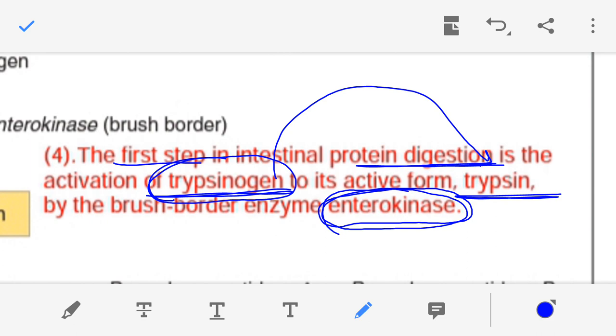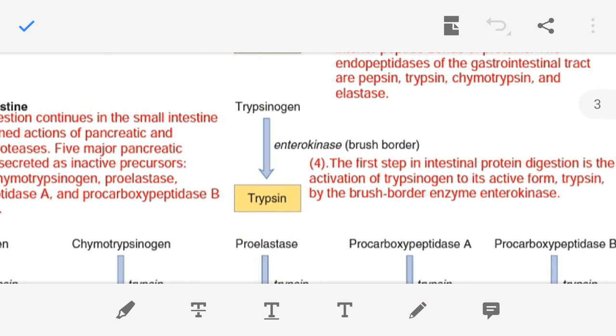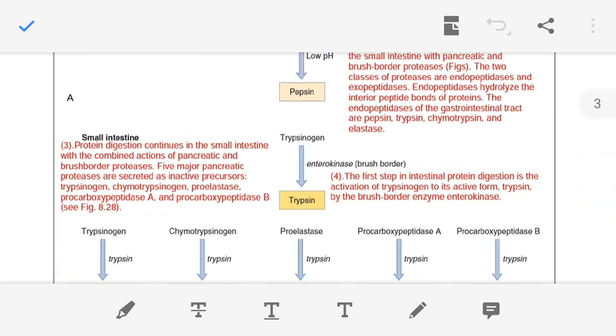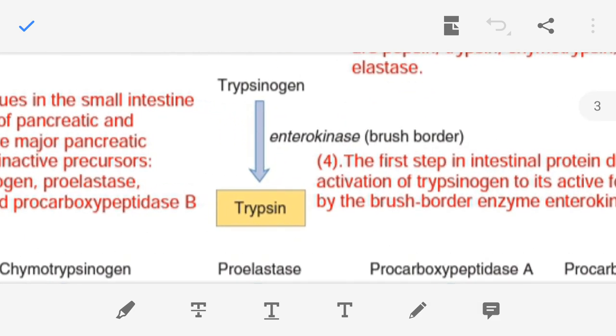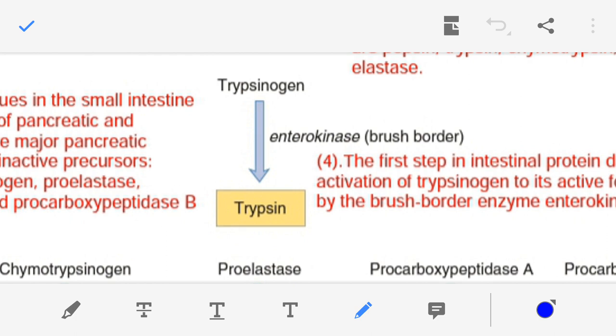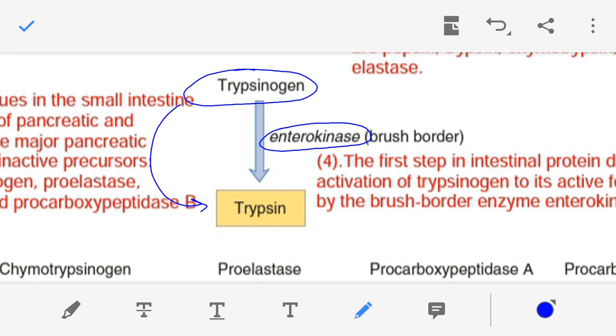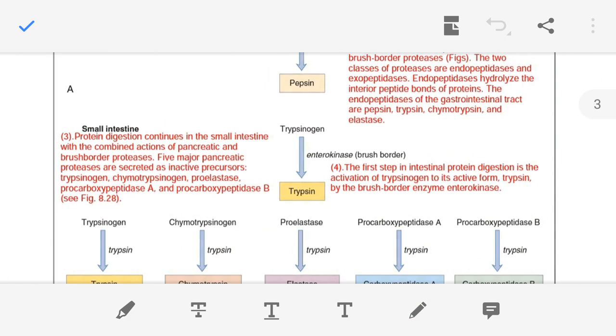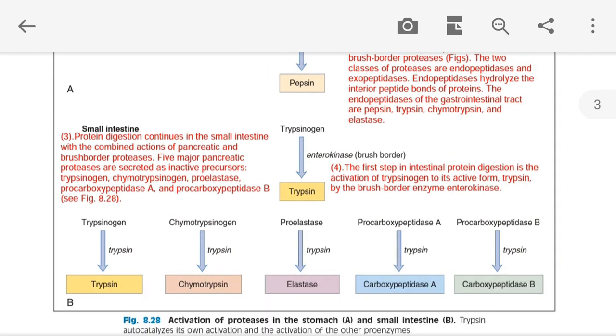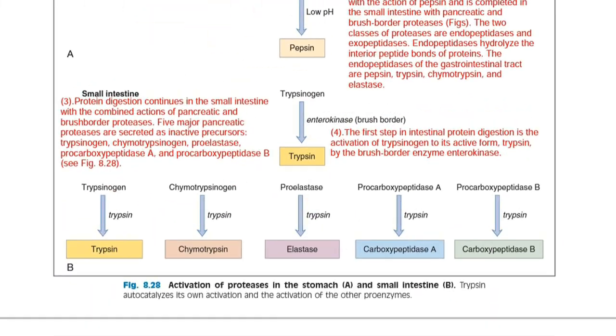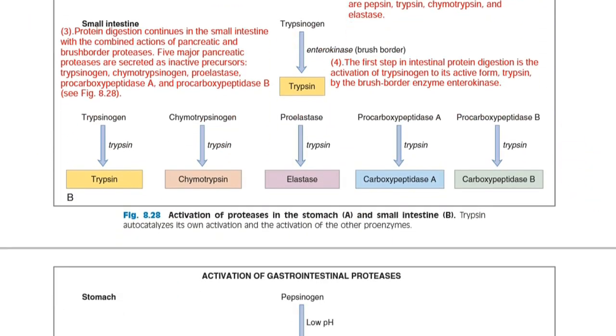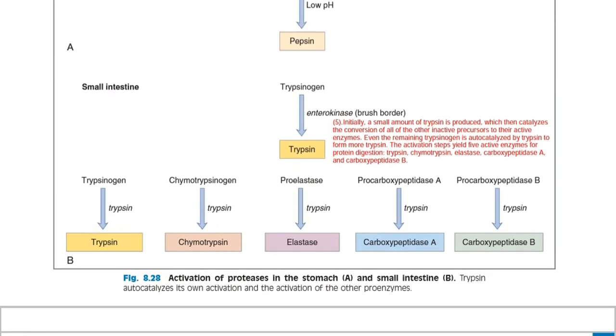So here you see in the figure that this is the small intestine we are talking about, trypsinogen, then the brush border enzyme enterokinase, and this enterokinase working on trypsinogen is activating it into the active form, trypsin. So the fourth point. Now moving on to the fifth point of our discussion.